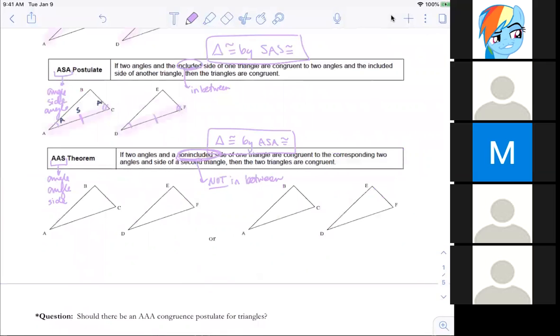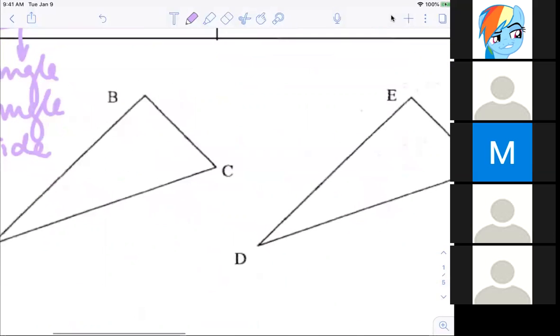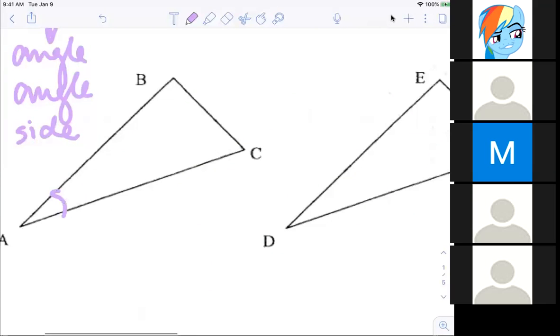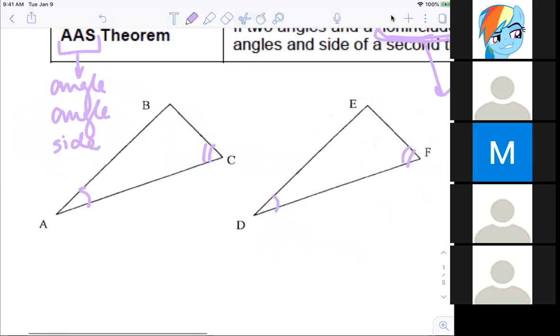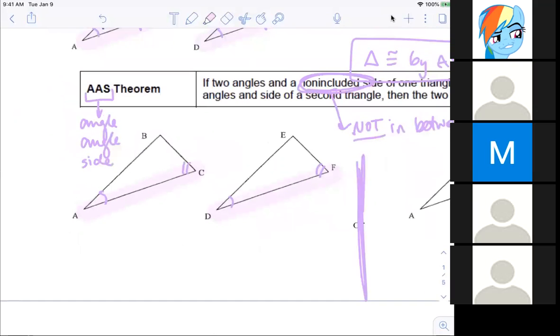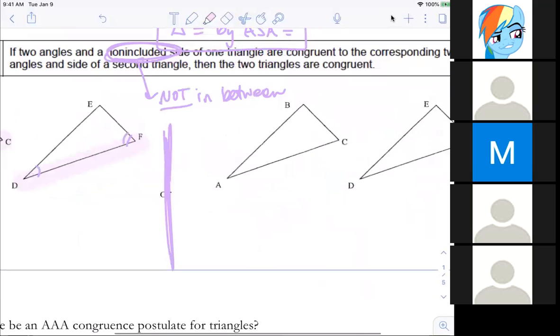There's two pictures here because there are two examples that we could see. I'm going to use the exact same angles I used above, because that means their included side would be the same. So I'm going to look at AC and DF. Their included side, which we used above, would be AC or DF. I have to use one of the two non-included sides in order for this to be true. So since there are two non-included sides, I have two pictures so you can see both of the options.